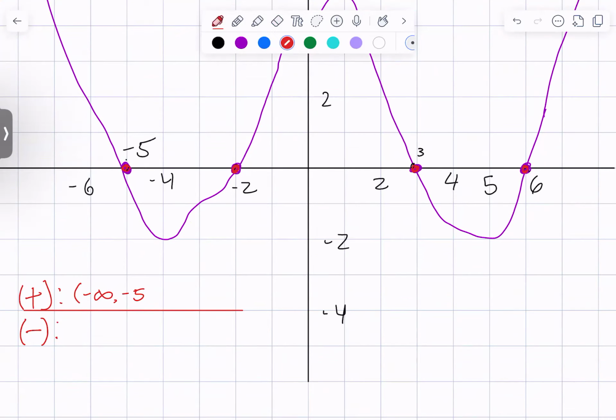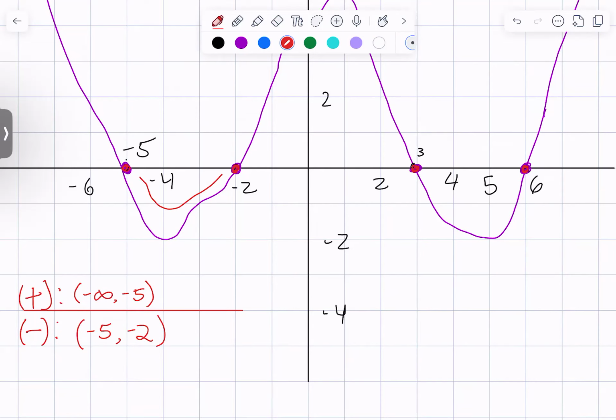And let's talk about at -5. At -5, the y value is 0. We classify that as neither positive nor negative. So it's always going to be in parentheses. Because at -5, it's neither positive nor negative. It's 0. So starting off at -5, all the way to -2, all the way here, we're negative. So from here to here, we're negative.